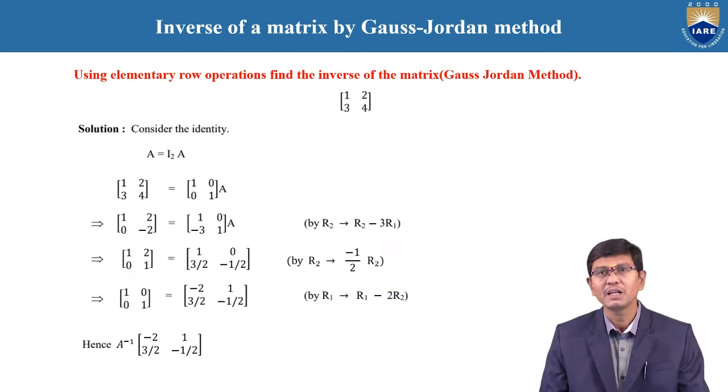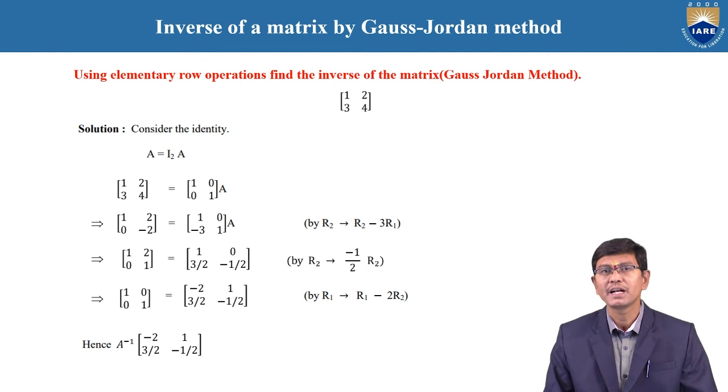Second one, similarly, consider one other simple example, a 2 by 2 matrix, using the Gauss-Jordan method to find the inverse of a matrix. Here also we need to consider A is equal to I2 into A. Therefore, A is the given matrix, the LHS, that is 1, 2, 3, 4, and on the right side I2 is considered as a unit matrix of order 2, that is 1, 0, 0, 1, into A.